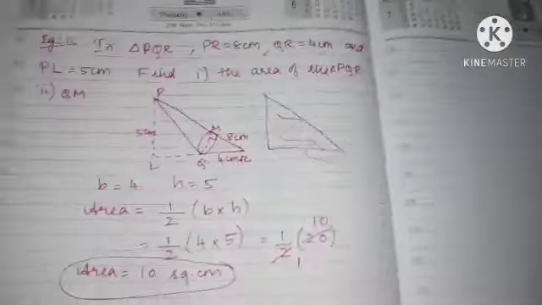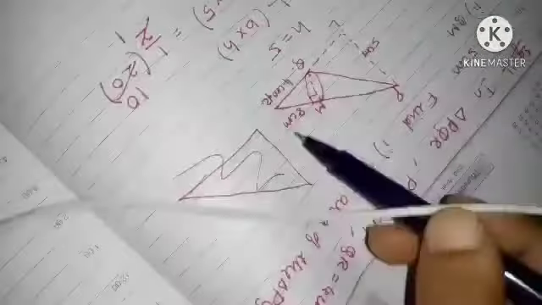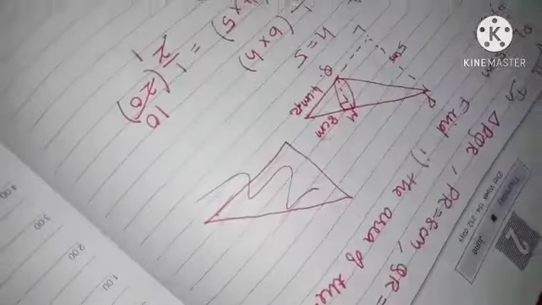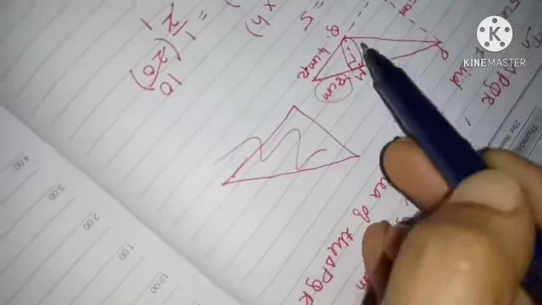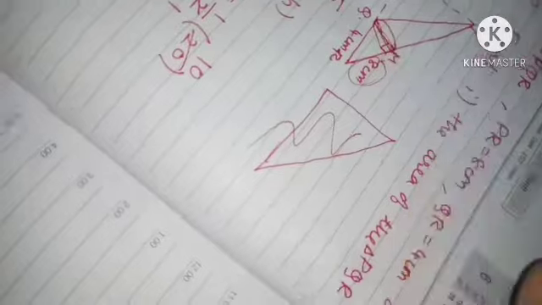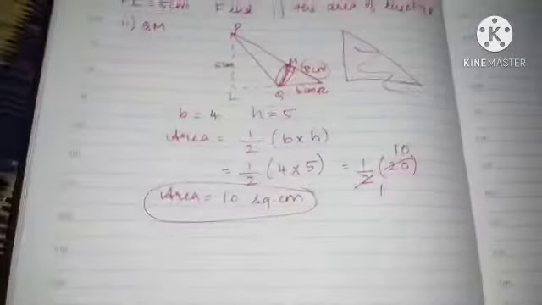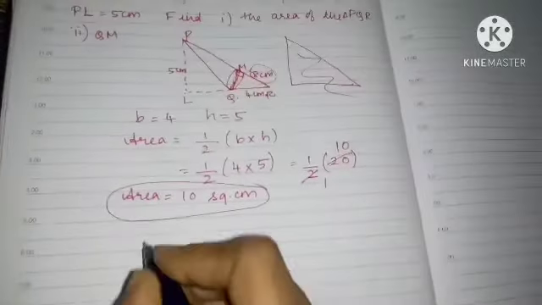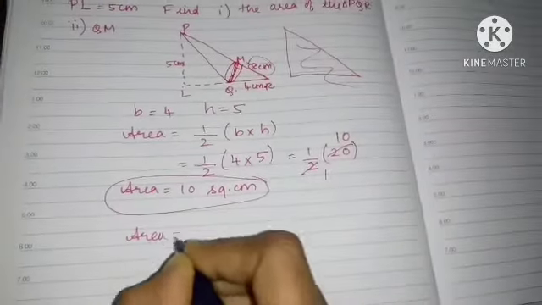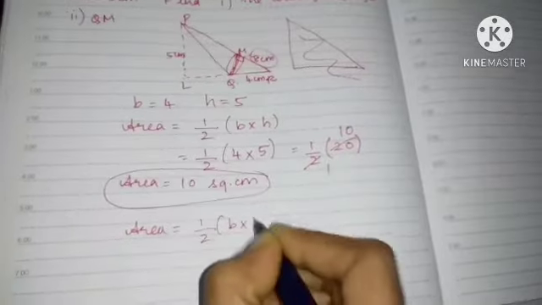So when you turn like this, this 8 centimeter has become the base and this QM has become the height. Correct? When you see it like this, QM has become height, 8 centimeter has become base. So we can compare: area is equal to half into base into height.